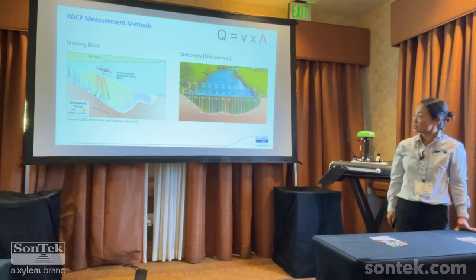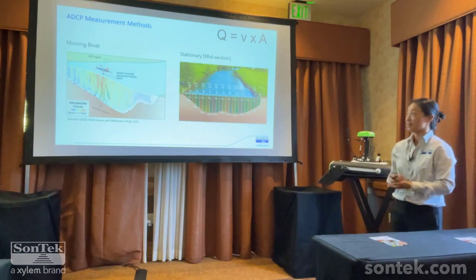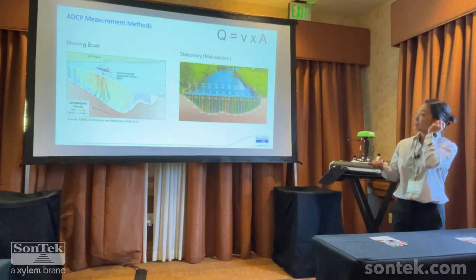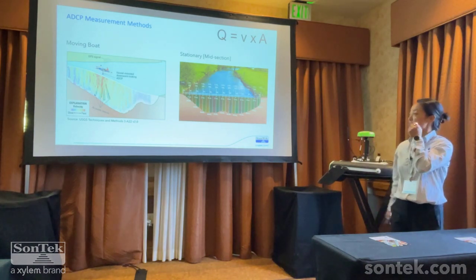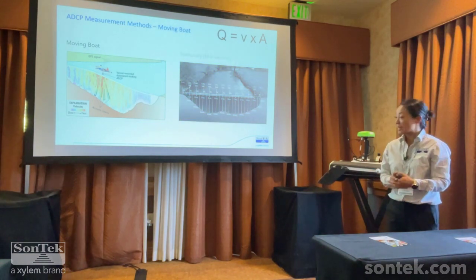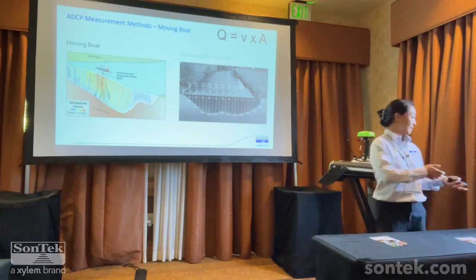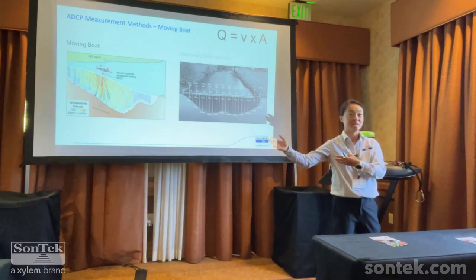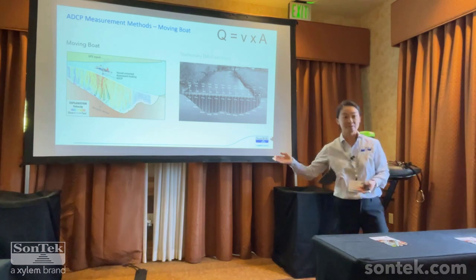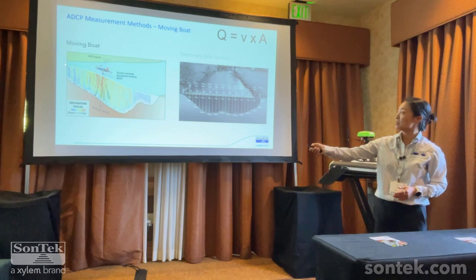All right, so there are two basic methods that are accepted and widely used for measuring discharge using ADCPs. The first is called moving boat, on the left, and the second is stationary. So let's talk about moving boat first. The moving boat method is what it sounds like. It's basically you take your boat and you move it across the channel in a smooth and controlled manner.